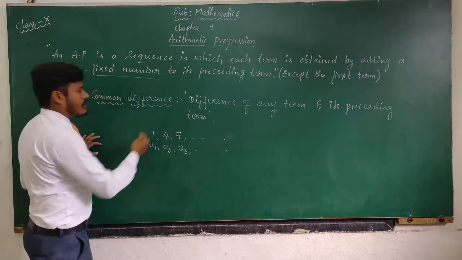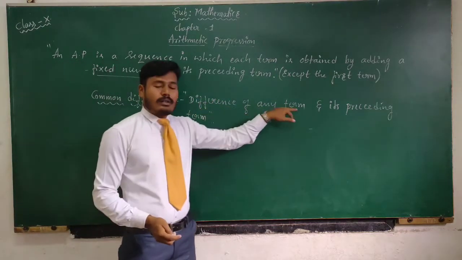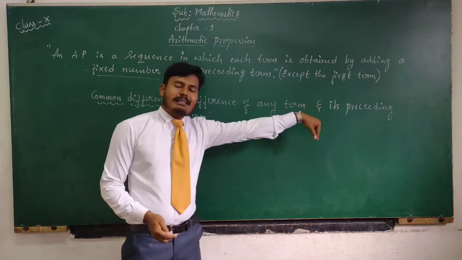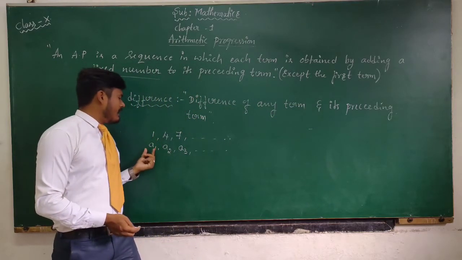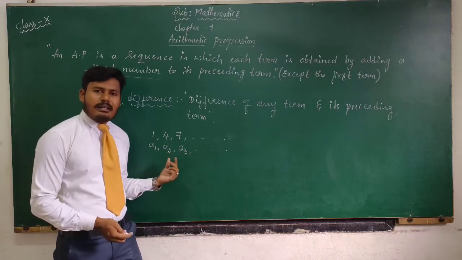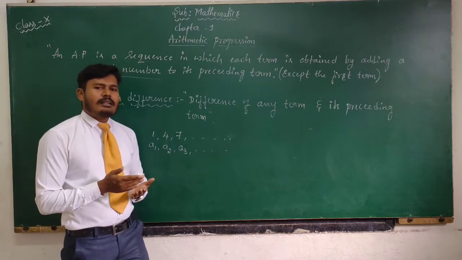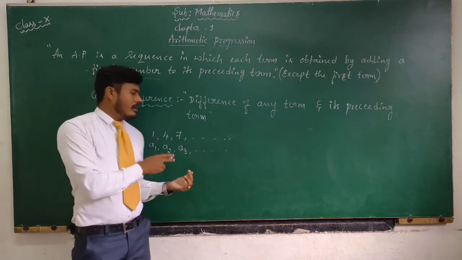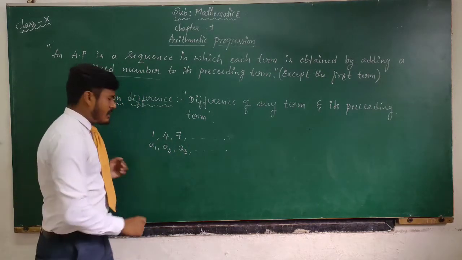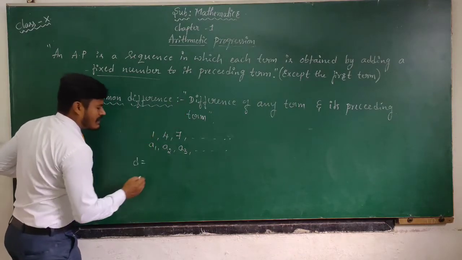Now, coming to the common difference: the difference of any term and its preceding term is the common difference. There are 3 terms in the given example. Consider any term and subtract its preceding term from it, and you will get the common difference. So what is the rule for D?